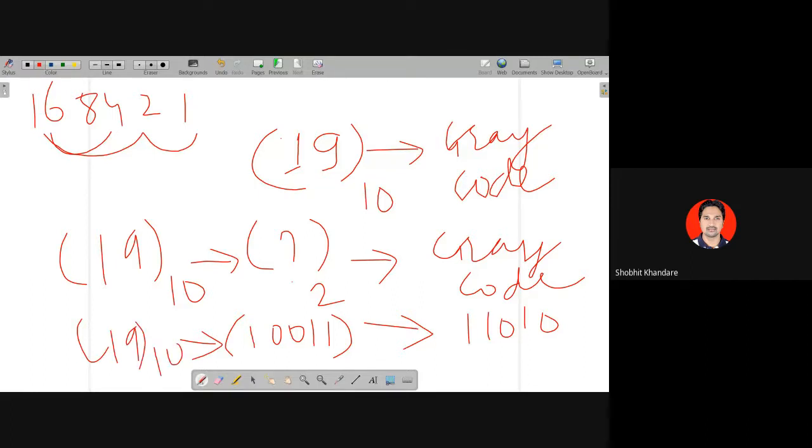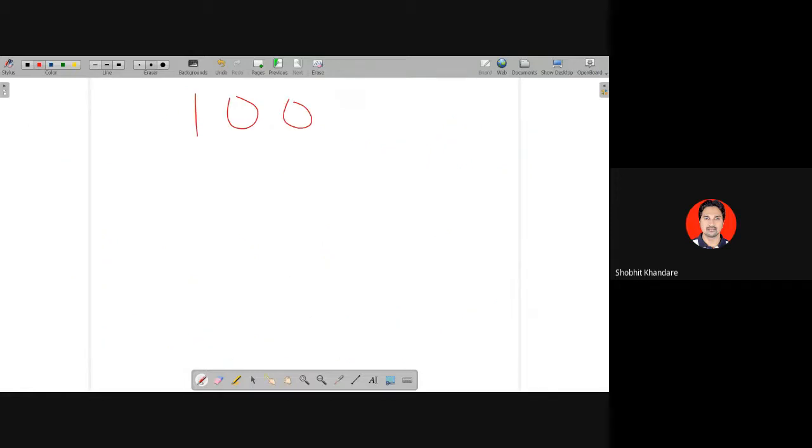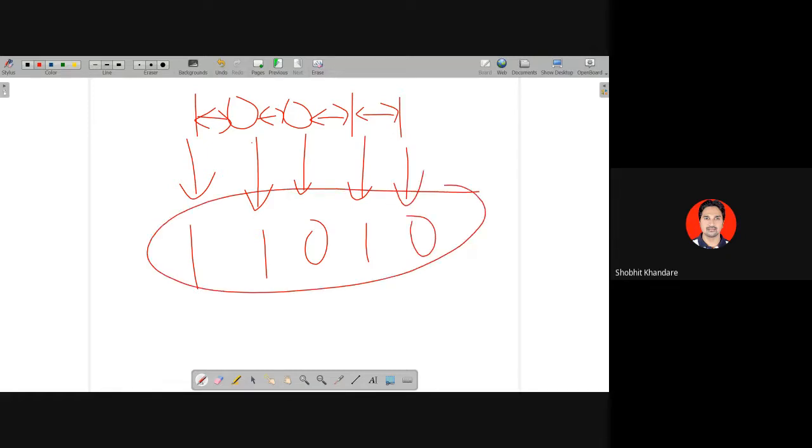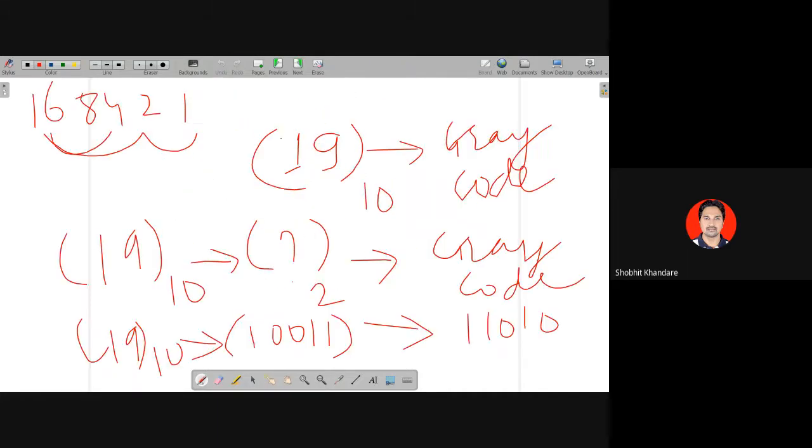10011. I want what? I want the gray code. So 1 will be as it is. Okay. So इसमें XOR करना है. So 1 XOR 0 is how much? It is 1. इसका XOR करेंगे तो आंसर मिलेगा 0. इसका XOR करेंगे तो आंसर मिलेगा 1 और इसका XORing करेंगे तो आंसर मिलेगा 0. So 11010. आपने यही बताया ना, 11010. Very good. You have got the answer.